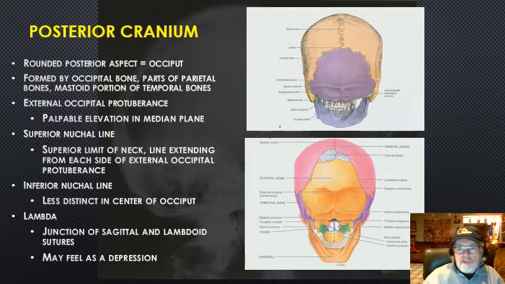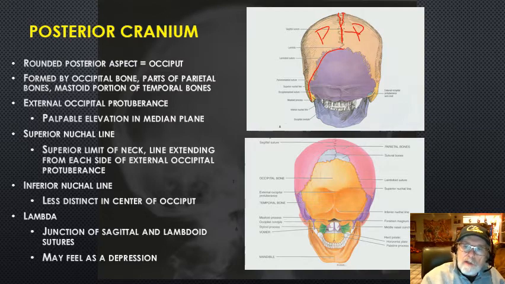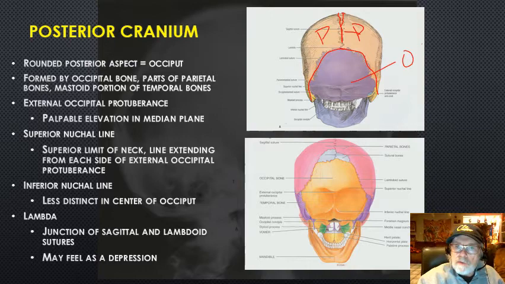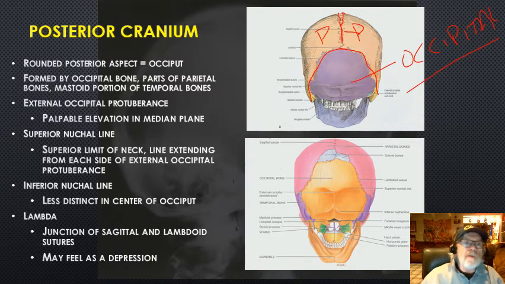Here's the posterior cranium, okay? Here's the sagittal suture. It comes right down the middle. So there's a parietal bone here, parietal bone here. The major thing that we see in the posterior aspect of the cranium, when we look at the back, is this bone right here. And that bone is the occipital bone.